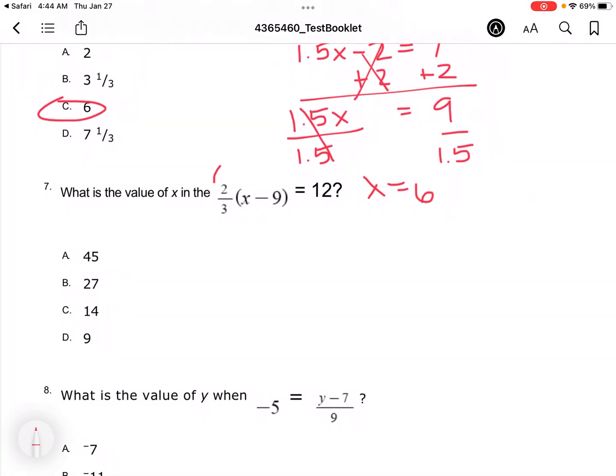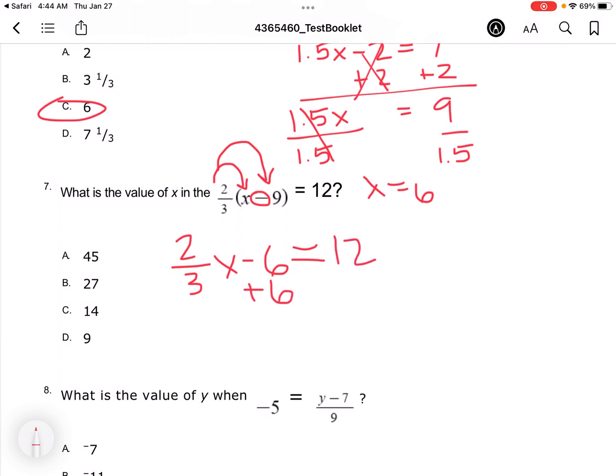All right, 2/3 x times negative 9. So 2/3 would be 2/3 x. 2/3 times negative 9 would be minus 6, because 2/3 times 9 is 6. And then you bring the minus sign down because a positive times a negative is a negative, equals 12. Then I'm going to add 6 to each side.